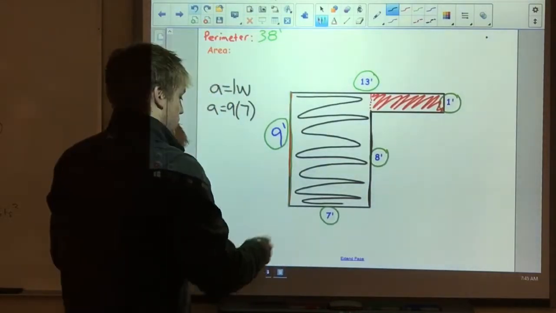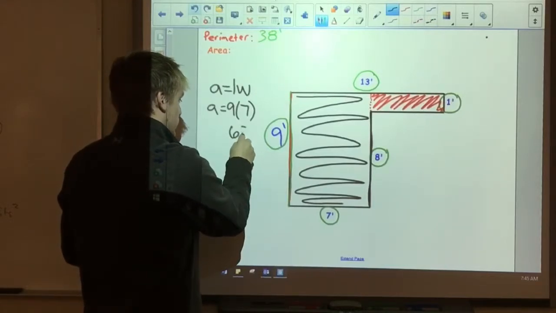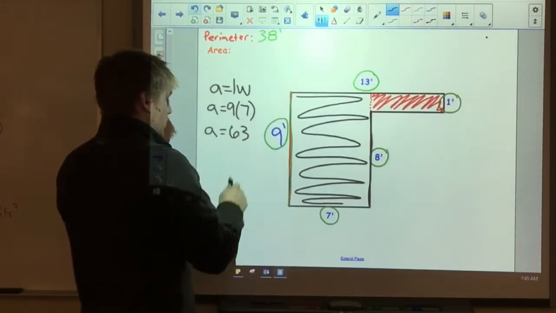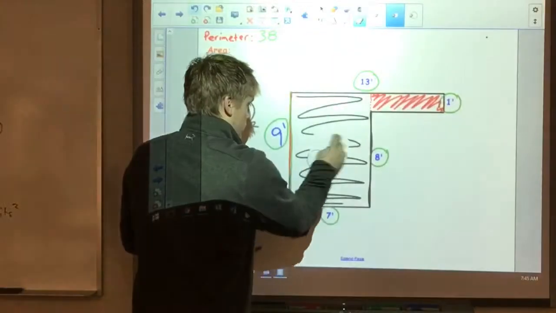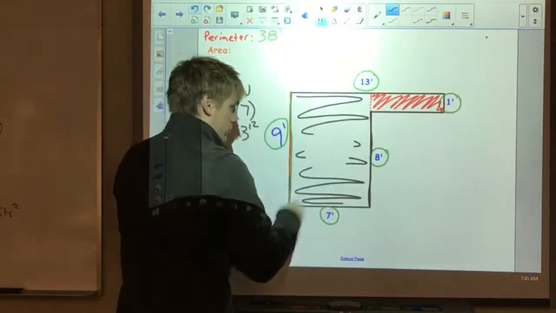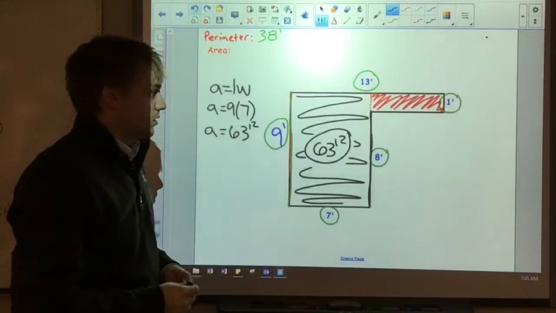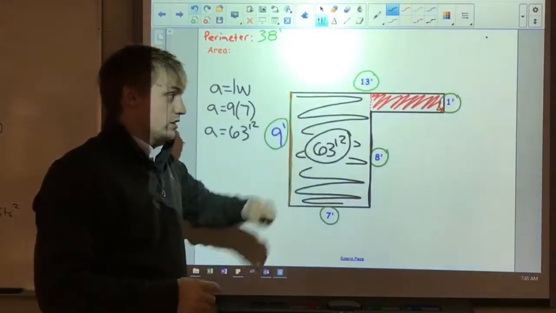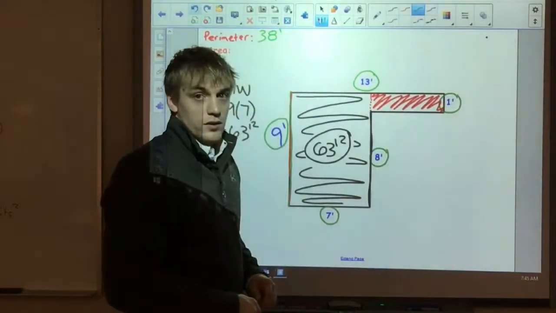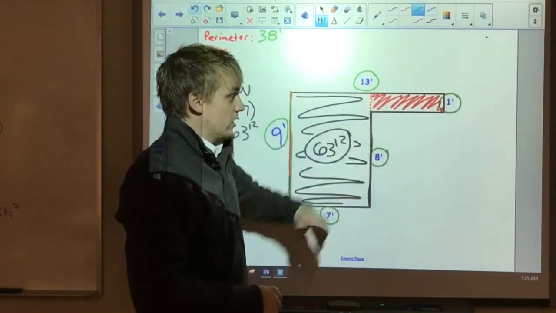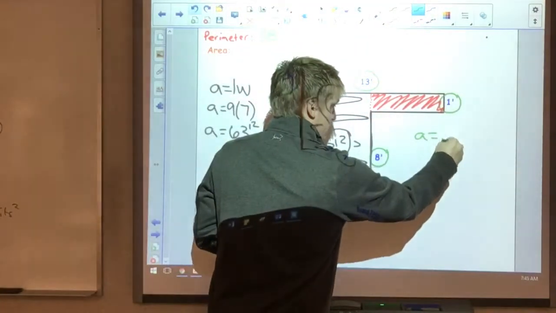It's very important. All right, so 7 times 9, or area equals 9 times 7, is 63. So this is 63 feet squared. So that's that rectangle in this irregular polygon. Alright, the next polygon we need to take, this is also a rectangle. I'm going to use the formula base times height.